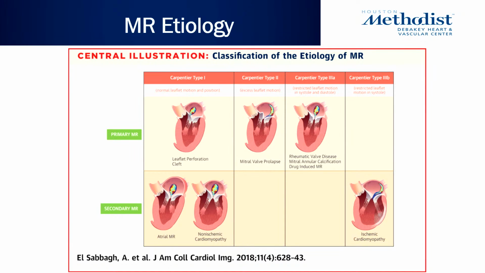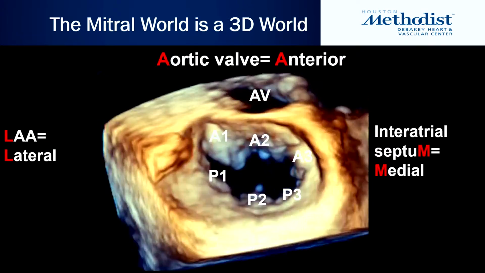MR etiology is broadly defined as primary versus secondary. Primary is divided into type 1, where you have leaflet perforation or cleft; type 2, where you have excessive leaflet motion secondary to prolapse; type 3A, which is caused by restricted leaflet motion in systole and diastole, such as in rheumatic valve disease, MAC, and drug-induced MR; and type 3B, where you have restricted motion in systole. Secondary MR is, again, usually divided into atrial MR versus ventricular MR. And ventricular MR can be due to non-ischemic cardiomyopathy versus ischemic cardiomyopathy.